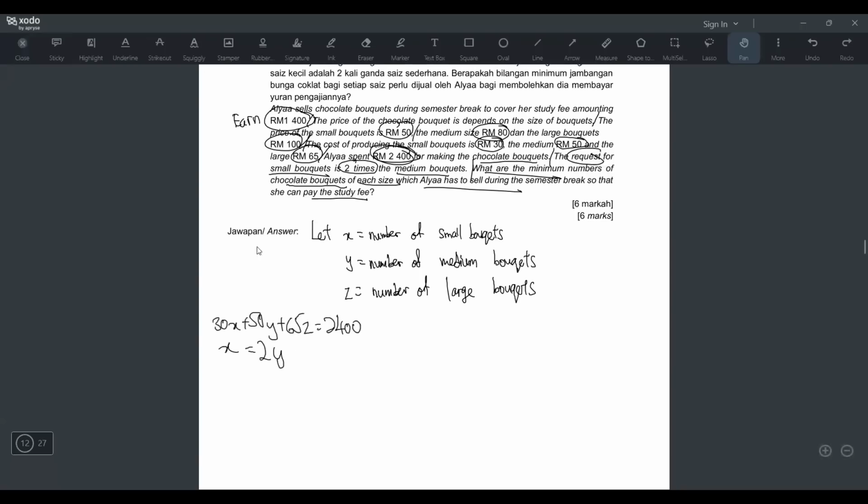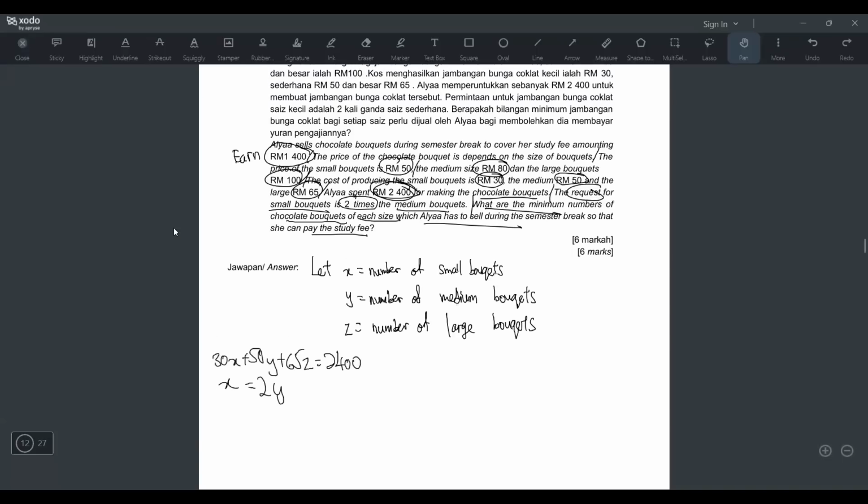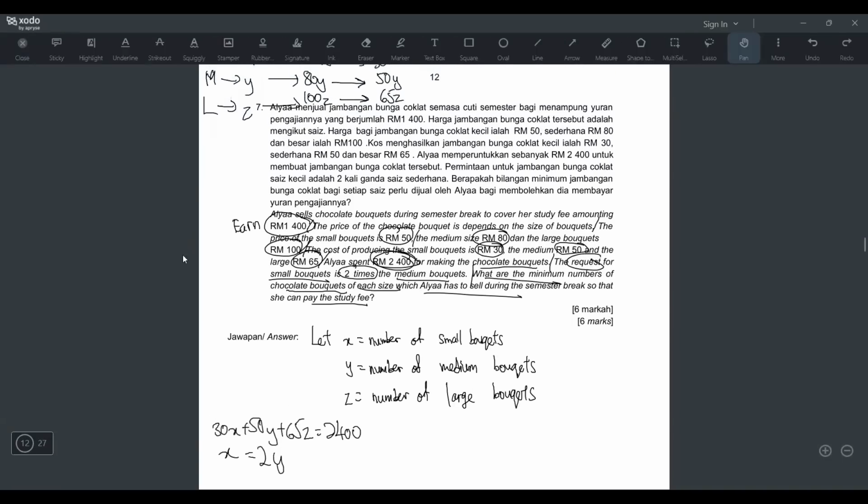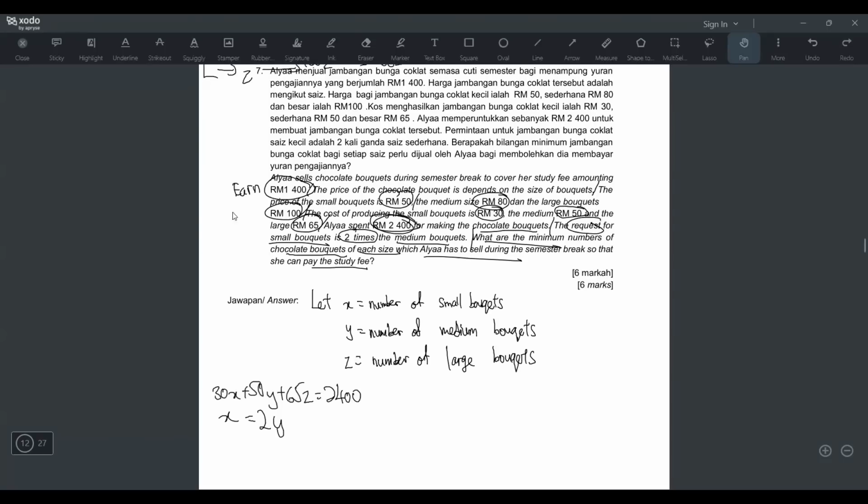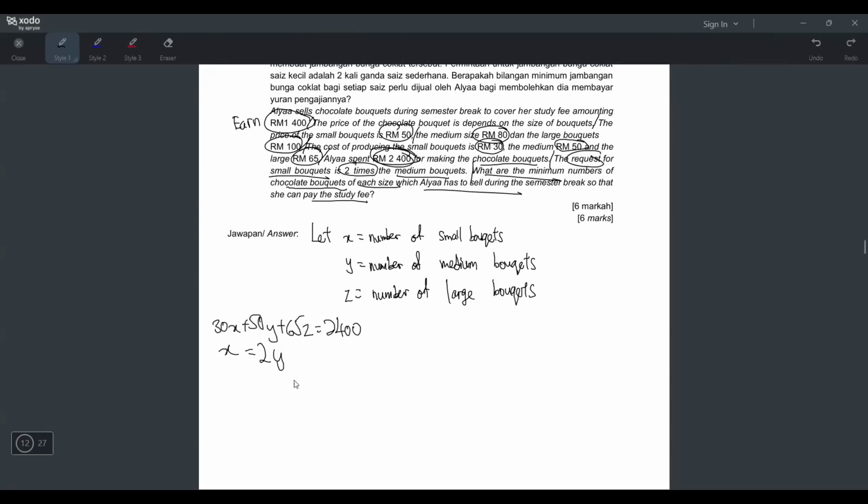Okay, now we have two equations. I need one more equation, right? So how to get the other one? I think I have to look at the 1,400, right? Because do you remember this 1,400? I haven't written it just now. So what is 1,400? It is the total amount she needs to earn, right? Or you can say the profit.